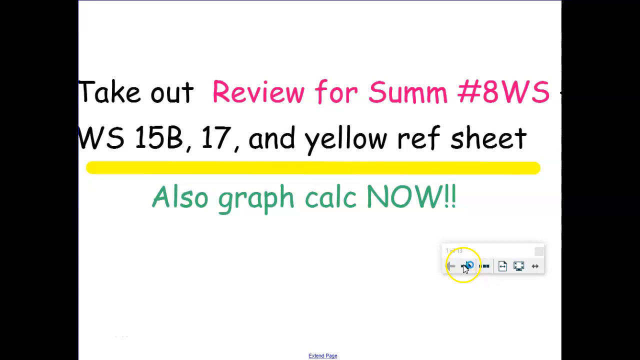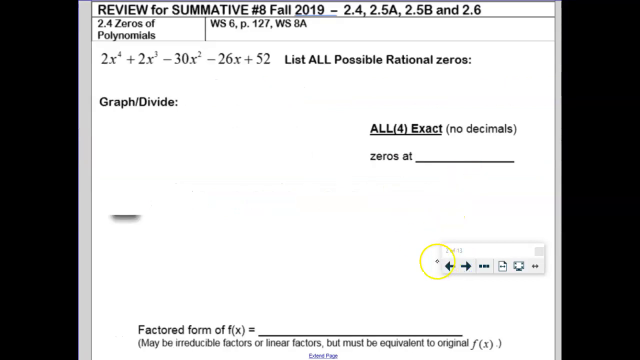So we're reviewing for summative number 8 in fall of 2019 for PreCalc. We have worksheet 15, 17, our reference sheet, and our review worksheet out. So the first question, you guys are asked to list all of the possible rational roots.